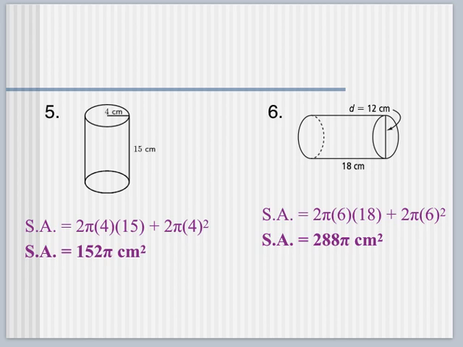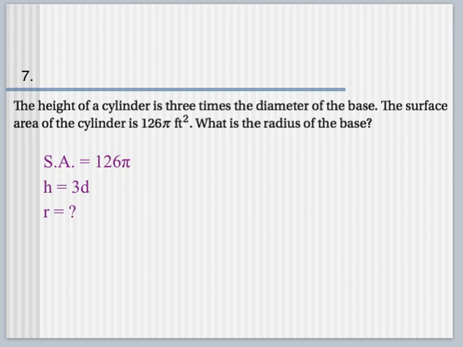Now we're going to talk about the word problems you're going to see later on your homework. Sometimes they'll give you the surface area and they'll ask you to work backwards. So here they're telling us that the height of a cylinder is 3 times the diameter of the base. In other words, h would equal 3 times d, 3 times diameter. They tell you the surface area of the cylinder is 126 pi. And they're asking for the radius. I always like to summarize word problems on the side by listing out the data they give me and also what data they're asking for before beginning.